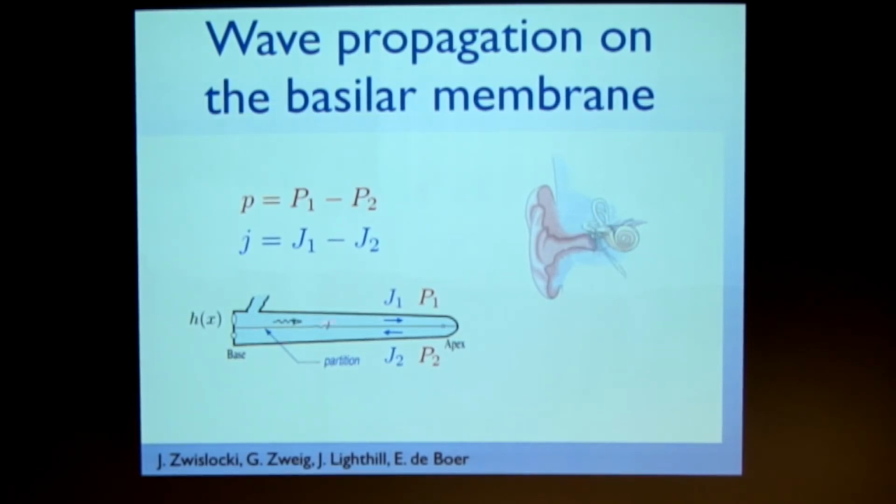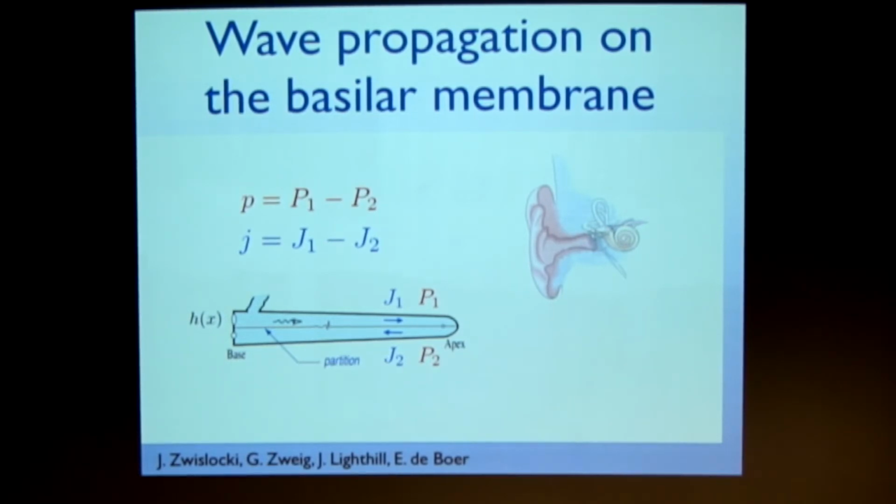The idea is we have a fluid-filled chamber, there are two pressure profiles, P1 and P2, in the two chambers. If the membrane vibrates, fluid has to move, and the volume flow of the fluid in these chambers is called J1 and J2. Now, what counts in the end, to write down the dynamic equations for the wave, is only the difference in pressure across the partition and the difference in the volume flows. I call this capital P and lowercase j.